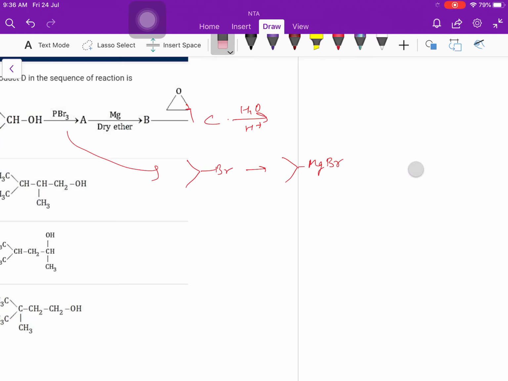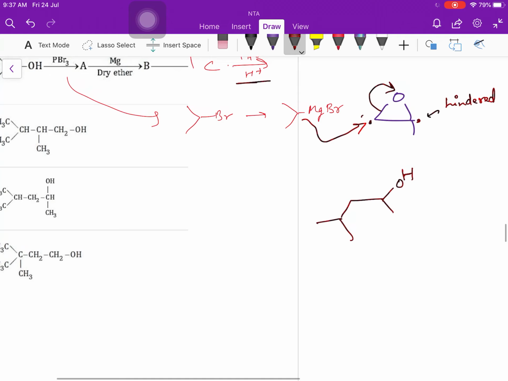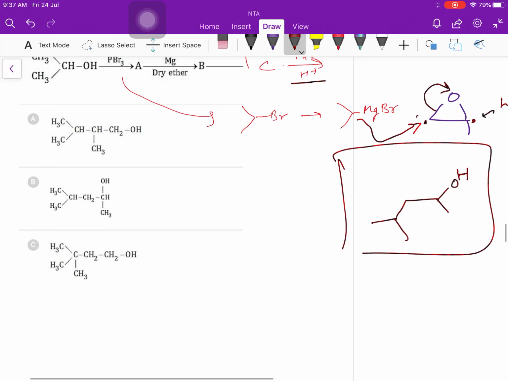So for this epoxide, the Grignard reagent can either attack at this position or at this position, but this is sterically hindered, and therefore the Grignard reagent will attack at this position. The ring opens with oxygen carrying the negative charge, so it becomes O minus, and this is attached with this. After treating it with H2O, H plus, O minus will gain a proton and form OH. So this is our final product. We just need to match it with the given options, and this seems to be the correct option here.